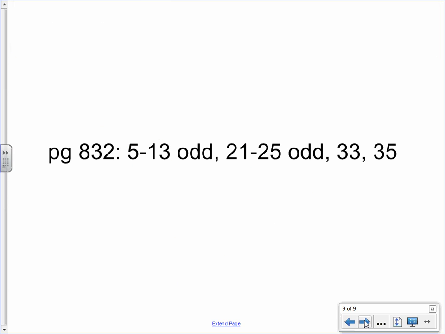And here's your last book assignment. This is actually the last assignment that will ever be done out of your book because we're getting new books next year.